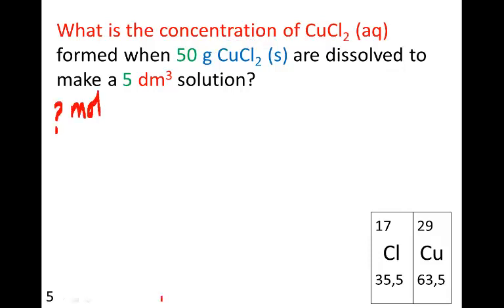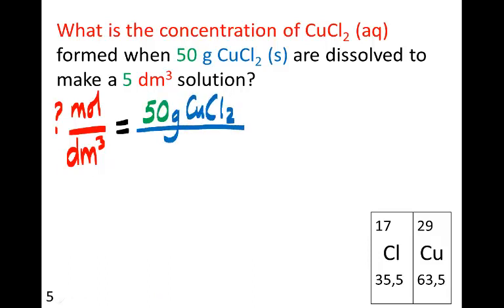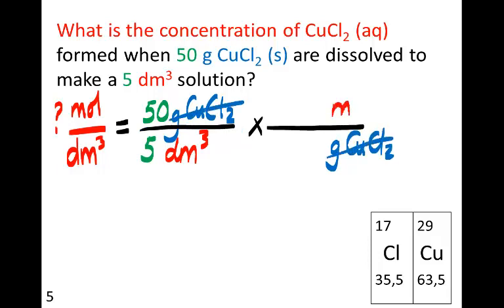How many moles per decimeter cubed, because that is the unit of concentration, is formed when 50 grams of copper chloride are dissolved to make a 5 decimeter cubed solution. So we've actually written down the concentration here, 50 grams per 5 decimeter cubed, but it isn't in the form we want. It should be in the form moles per decimeter cubed. So the decimeter cubed part is right, but the top part we need to convert from grams into moles. So we need a conversion factor which has grams of copper chloride at the bottom and moles of copper chloride at the top. And in that way we are converting our gram per decimeter cubed concentration into a mole per decimeter cubed concentration, which is what we want.